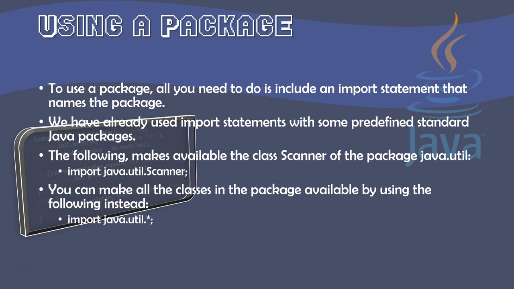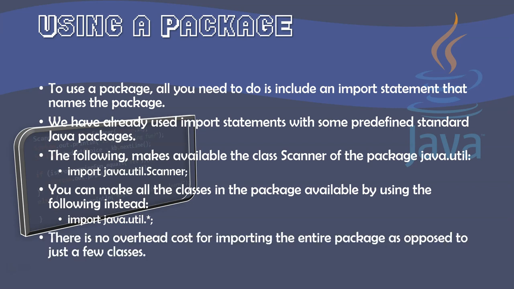You can also, of course, make all the classes in the package available by using the following instead: import java.util.*. That star is a wildcard character that says import everything. Now, there is no overhead cost for importing the entire package as opposed to just a few classes. So both of these ways are fine.